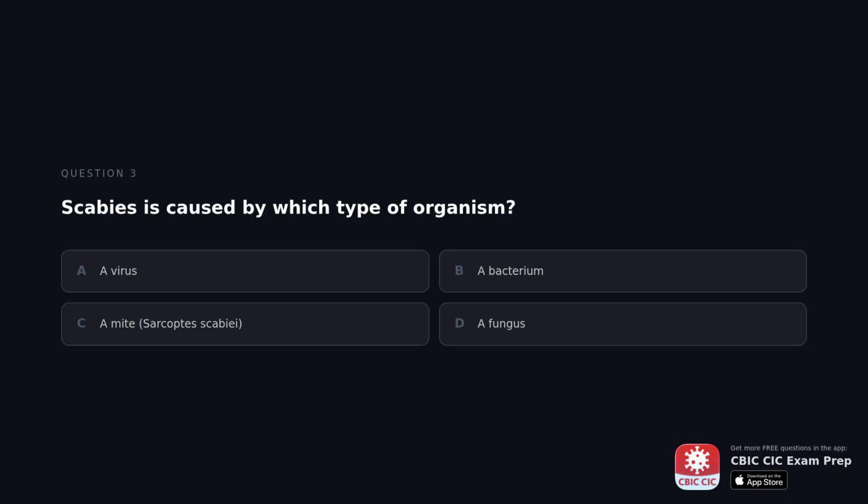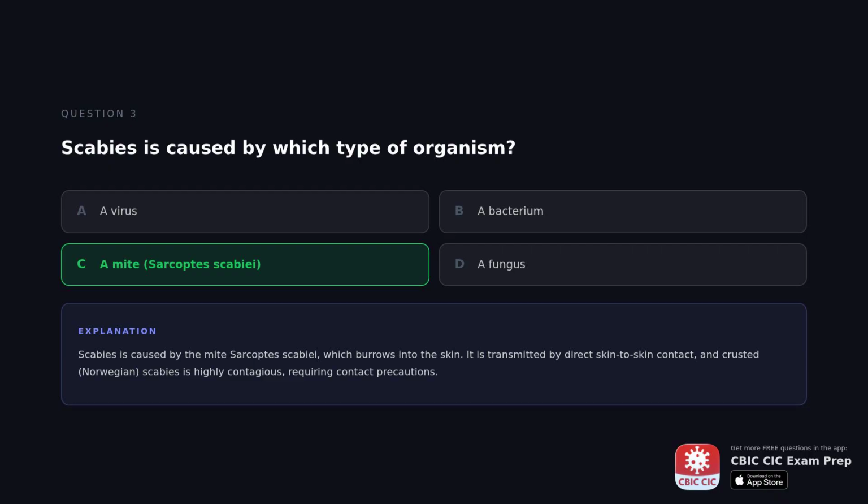Scabies is caused by which type of organism? A. A virus. B. A bacterium. C. A mite, Sarcoptes scabiei. D. A fungus. The correct answer is a mite, Sarcoptes scabiei. Scabies is caused by the mite Sarcoptes scabiei, which burrows into the skin. It is transmitted by direct skin-to-skin contact, and crusted Norwegian scabies is highly contagious, requiring contact precautions.